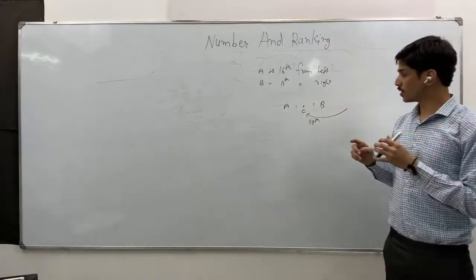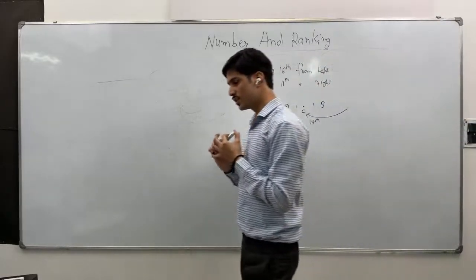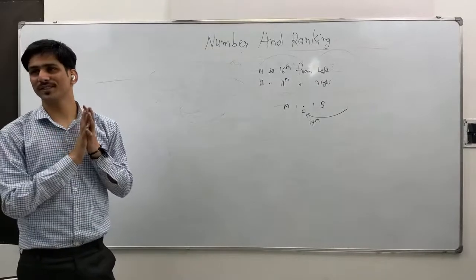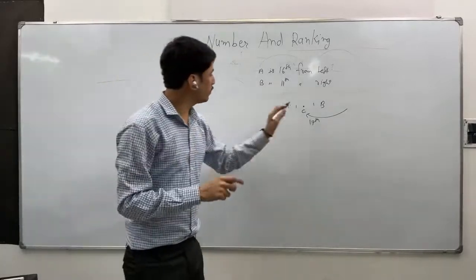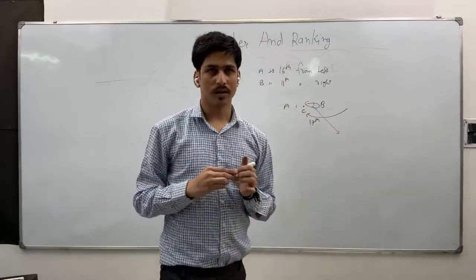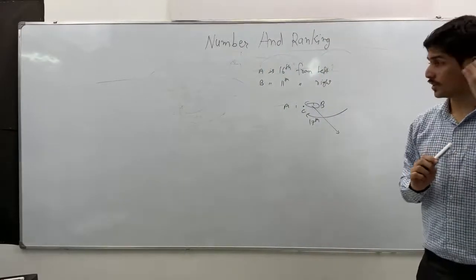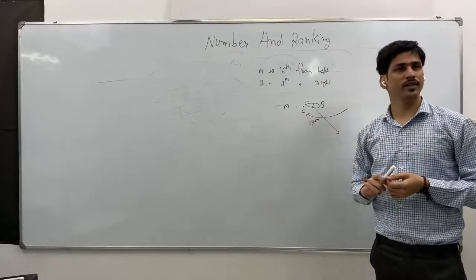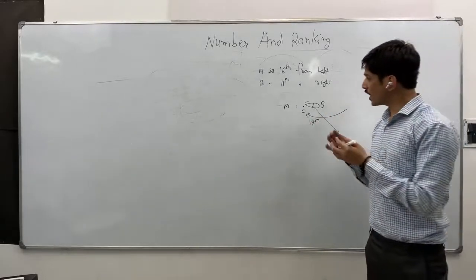Rank of C is 22nd, 25th, 27th. And tell me what is the total number of students between C and B. 5, sir. Between C and B is 5, same 5. So first of all, see how do you find this question?